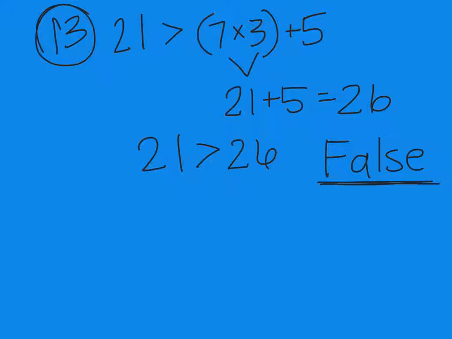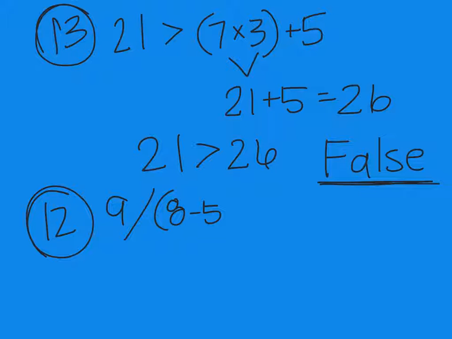Let's look at a different type of problem. Let's look at number 12 together. So going backwards a little bit. Number 12, we have 9 divided by 8 minus 5 is, this is how you say it, less than or equal to 3. So maybe a little review on some of these signs for us as well. So we need to solve the left side of our inequality here. So 8 minus 5 is in parentheses. I need to do that first.